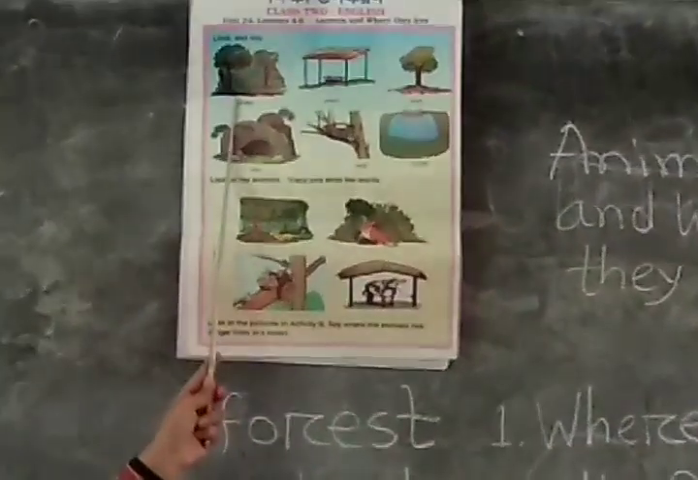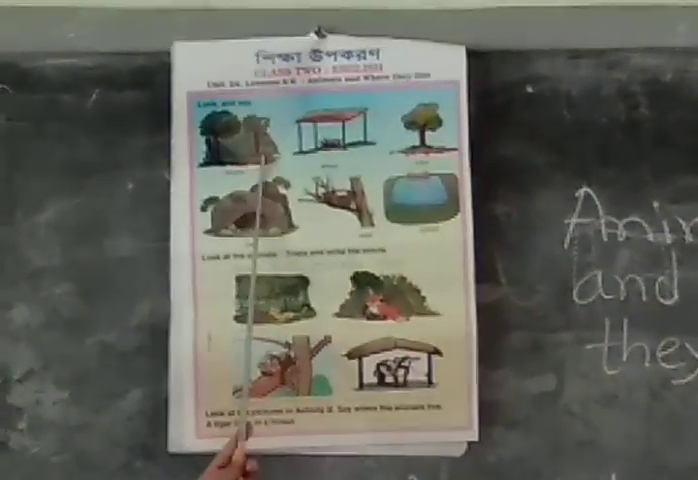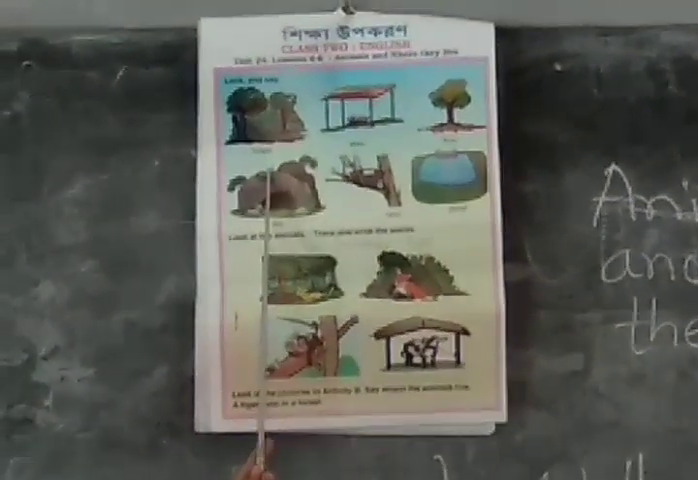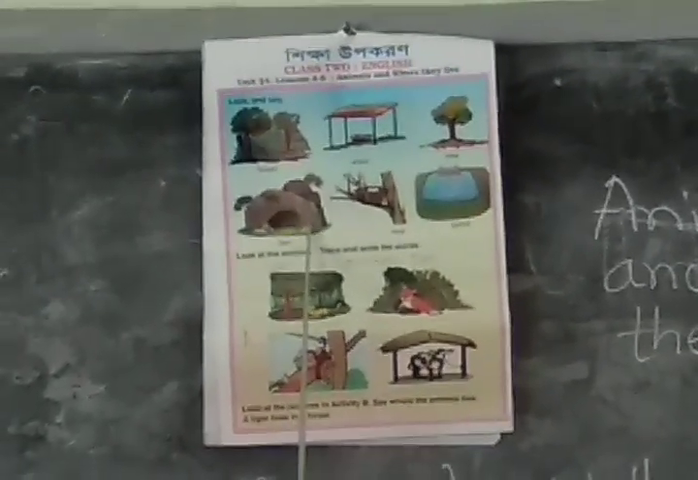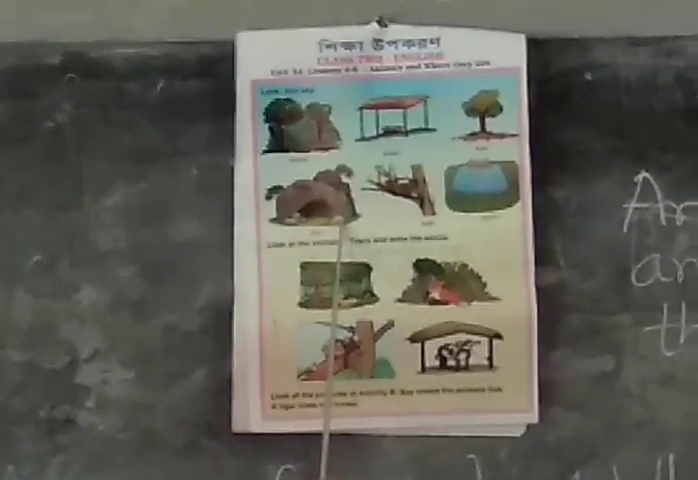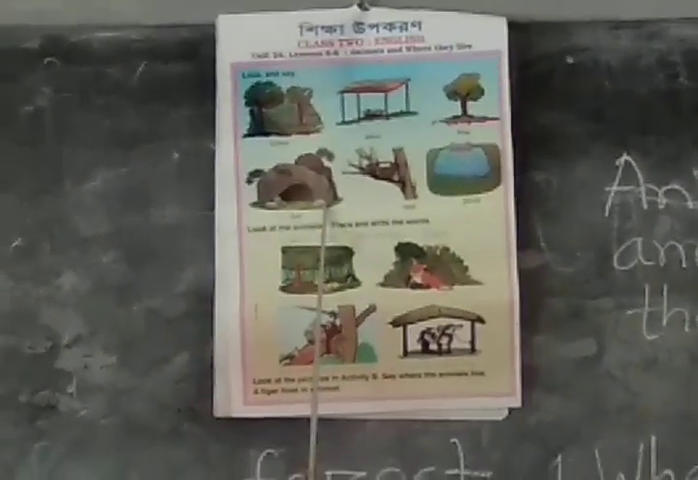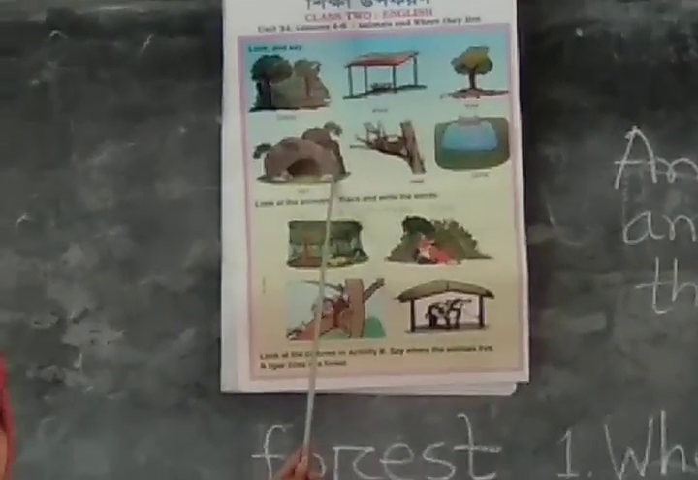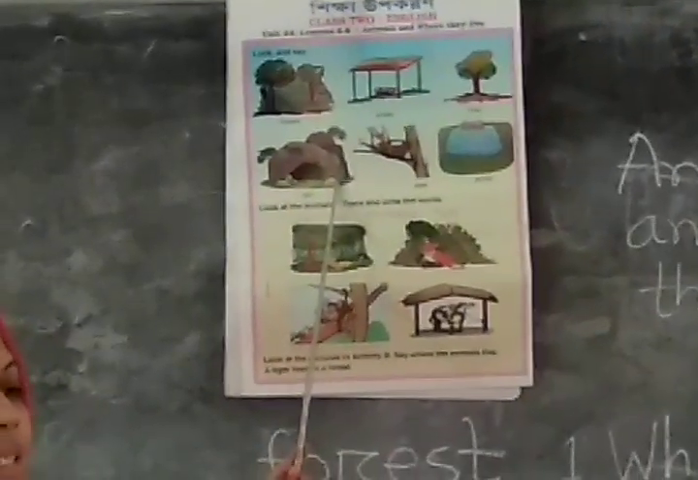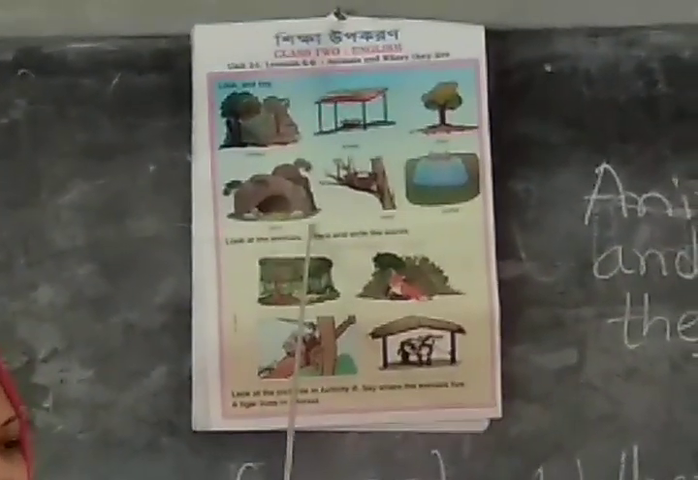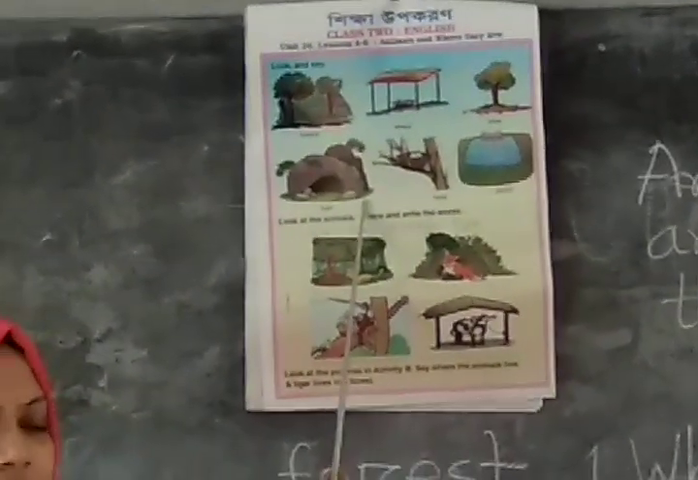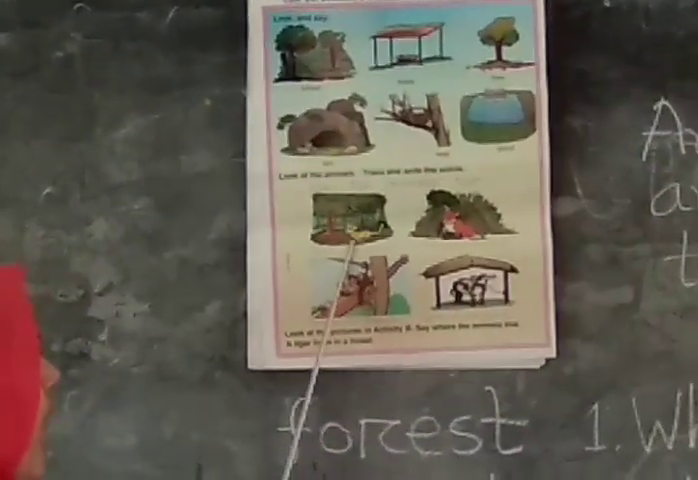First one. What is the picture about? Do you know what is the picture about? What is this? Who can say? Forest. Say with me, forest. Say loudly, forest.